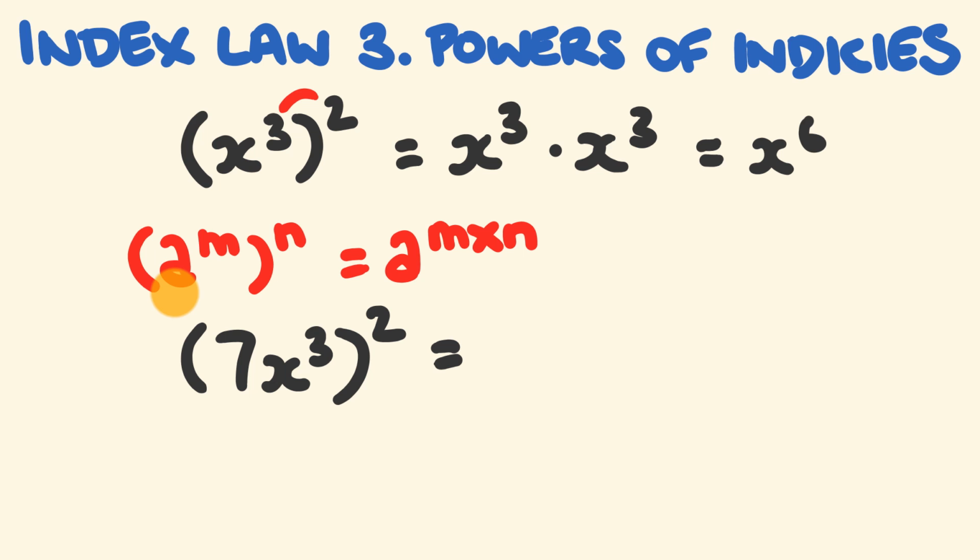So the first thing I'm going to have to deal with is this coefficient here. So we have 7 squared. 7 squared, well, 7 sevens are 49. Now what we have is the x here. We have x to the power of 3, and that's being squared. So we multiply these two exponents as law number 3 says. So 3 times 2 is equal to 6. We have our answer, 49x to the power of 6.